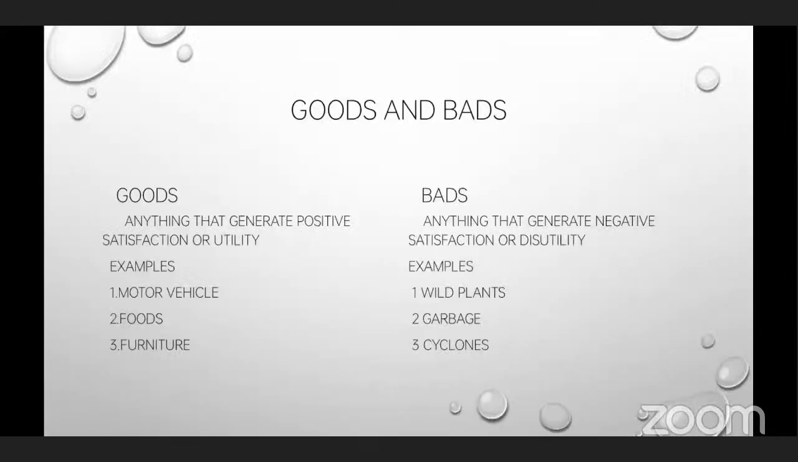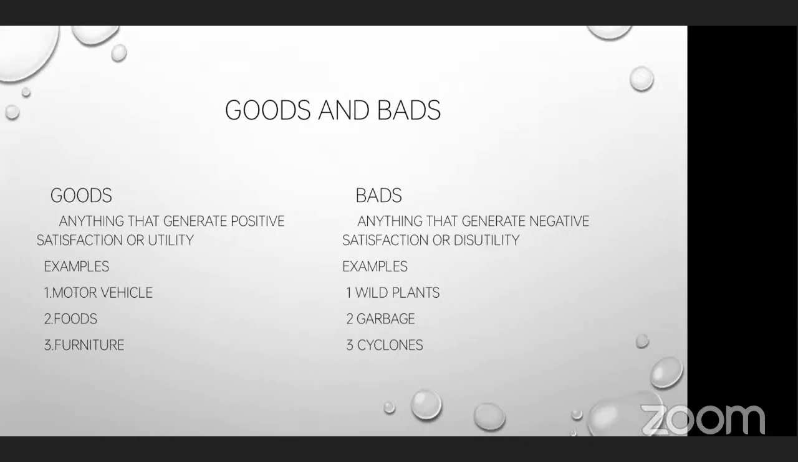Goods and bads. We will see what goods are. Anything that generates positive satisfaction or utility is known as goods. Examples for goods: motor vehicles, food and beverages, furniture, stationery equipment, the service of a teacher. Bads: anything that generates negative satisfaction or disutility. We don't like garbage, no? So, examples: wild plants, garbage, cyclones, harmful sunlight rays.